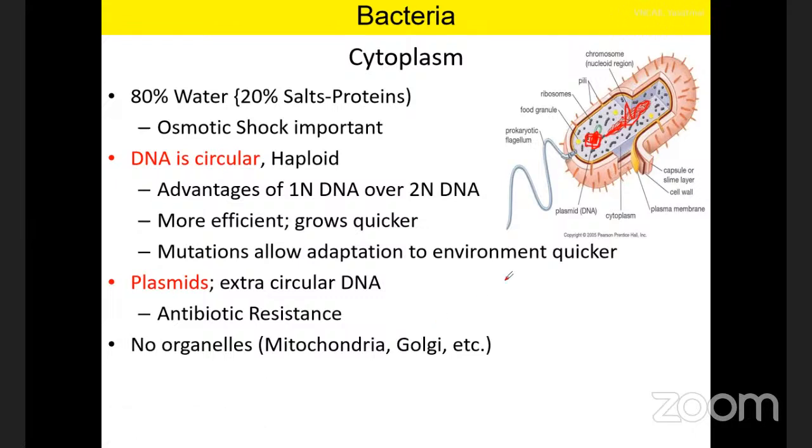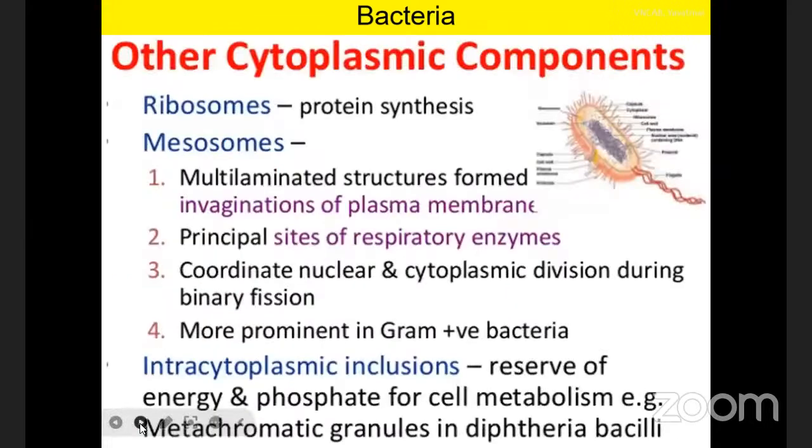No membrane-bound organelles are present. Mitochondria, chloroplast, Golgi bodies, endoplasmic reticulum, these all are absent. Only the ribosomes are present. What are the other cytoplasmic components in the bacterial cell? That is the mesosome. I told you about the mesosome.